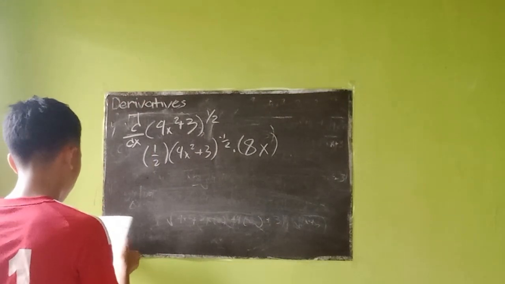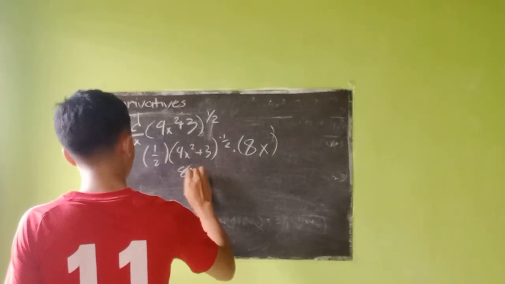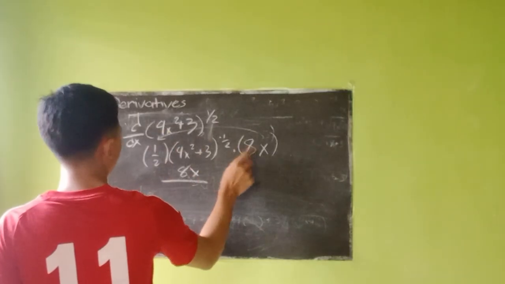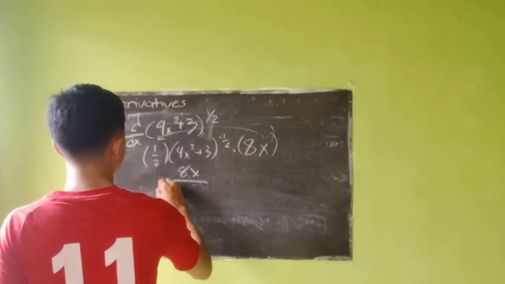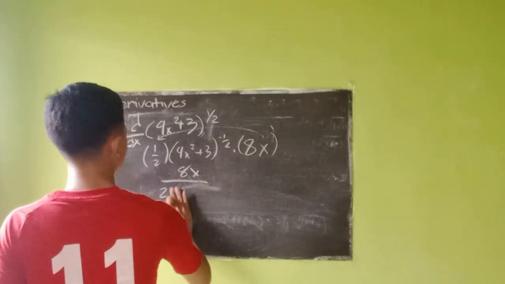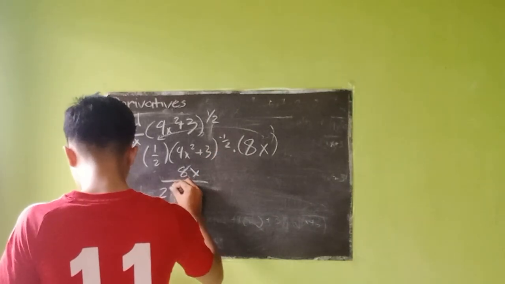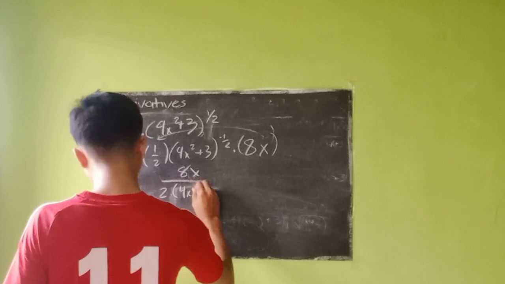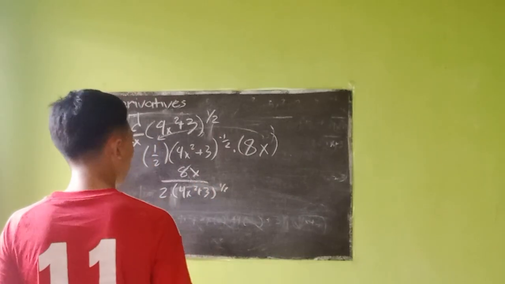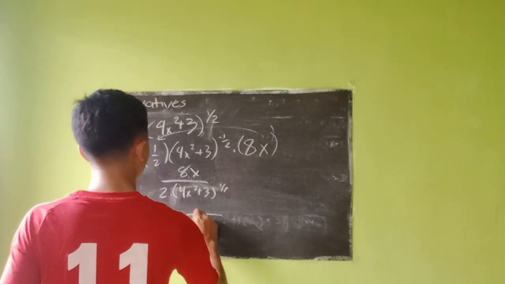Now let's try to simplify that. This one will be our numerator, which is 8x, followed by this one. Since you can also times it, 8x over 2, this one will be 2. Then followed by our negative exponent, which will turn positive. So this one will become 4x squared plus 3 raised to the power of 1/2. Now we turn that into its radical form, which is the square root of 4x squared plus 3.